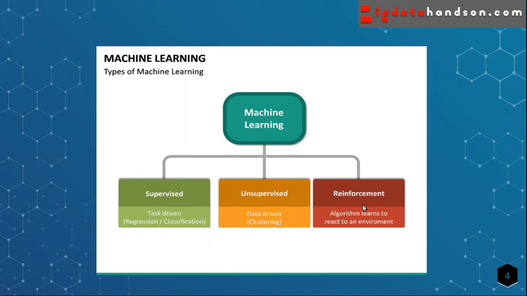Let's come to reinforcement learning. Reinforcement learning is a process of, we can say, trial and error. If you're doing an action in the environment, you will get a reward or a punishment. Based on that, you will improve the action. So the algorithm learns to react to an environment. This is the type of reinforcement learning.